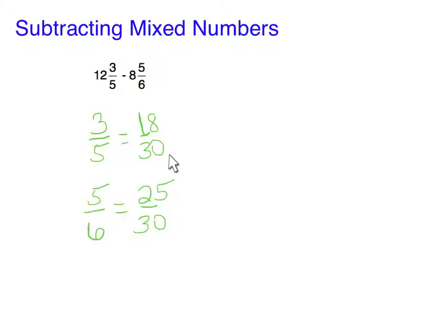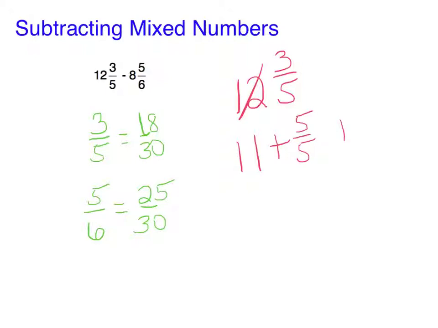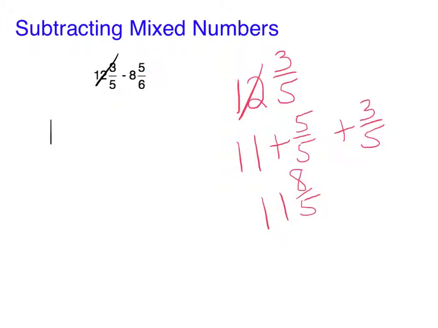Since the fraction in the minuend is smaller than the fraction in the subtrahend, we're going to change the minuend to make it easier to subtract. We're going to borrow 1 from 12. 12 is the same as 11 plus 5/5, since 5/5 is equal to 1. And then we are also going to add the 3/5. And so 12 and 3/5 is the same as 11 and 8/5. So now we can rewrite our problem as 11 and 8/5 minus 8 and 5/6.